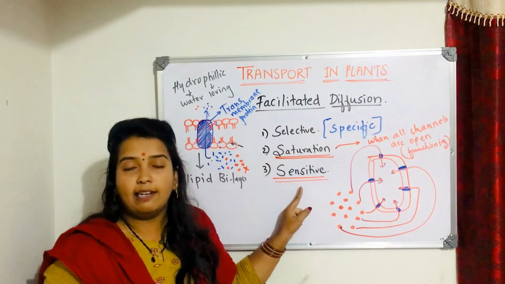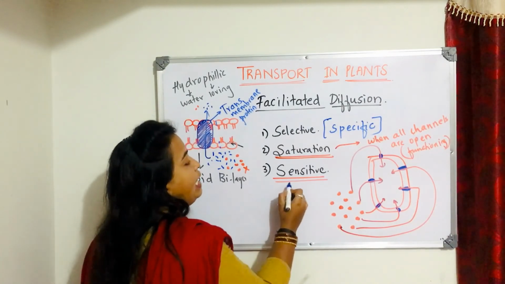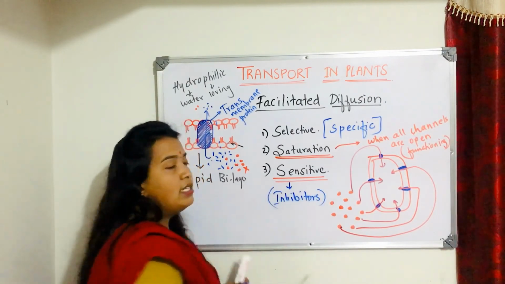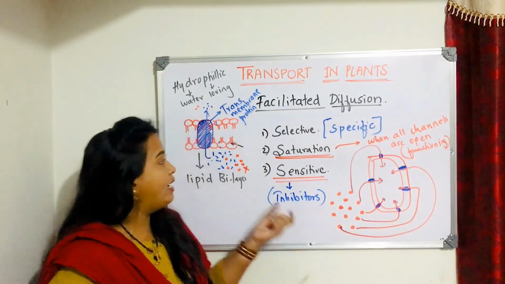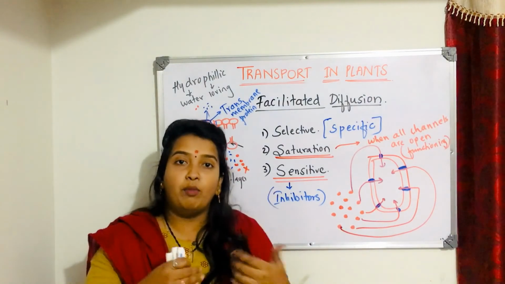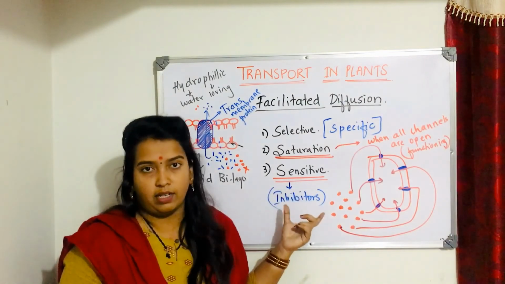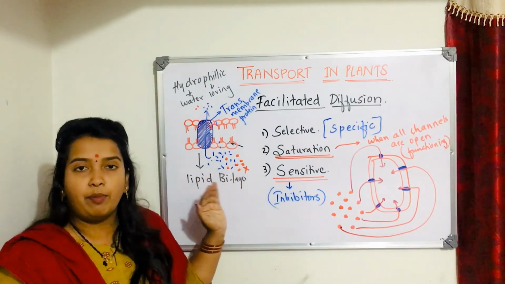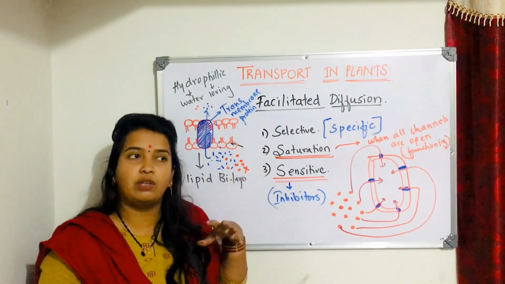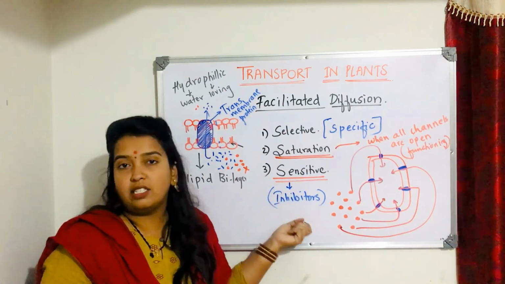So why do we say sensitive? There are some chemicals, we call them inhibitors. So these inhibitors can destroy the structure of this protein. And once the structure of the protein is destroyed, then obviously movement of things will not happen, because the structure is not proper. So that is why we call it sensitive. Usually transport happens through the transport membrane protein, but if we add inhibitors, there can be some problem with the structure, and if the structure does not work properly, then it cannot work properly. So we can say that it is sensitive to inhibitors.